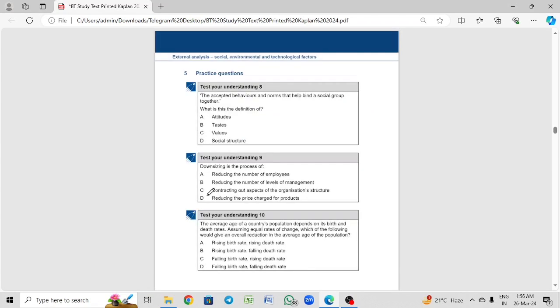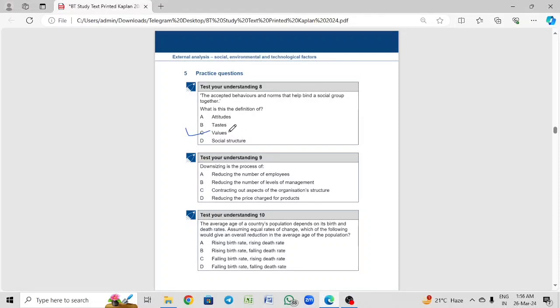Test to understanding 7 is not important. Such questions don't come. Test to understanding number 8: the accepted behaviors and norms that help bind a social group together. What is this? The definition of attitude, change, values or social structure. So it is C, which is values. The accepted norms and behavior.